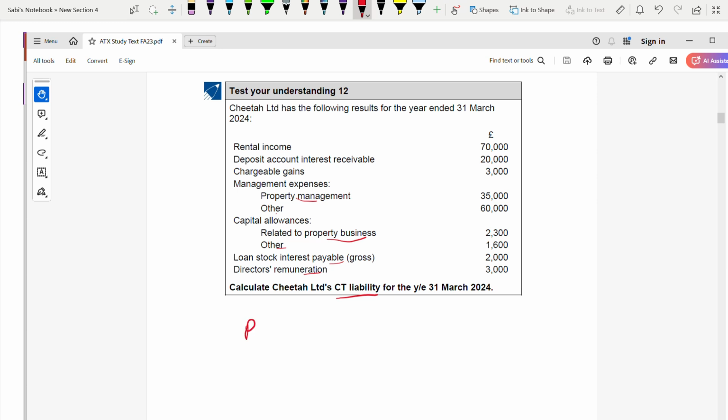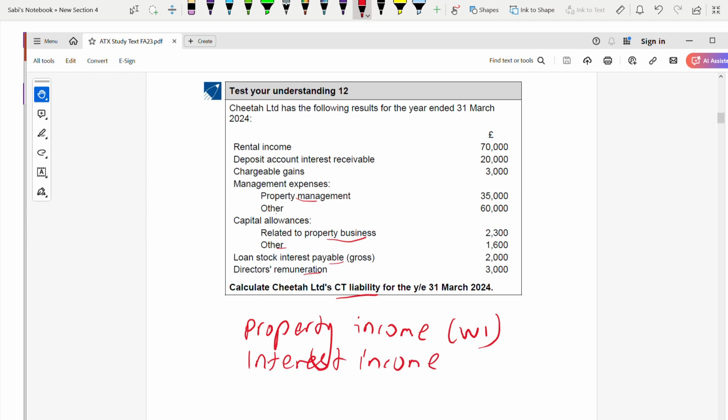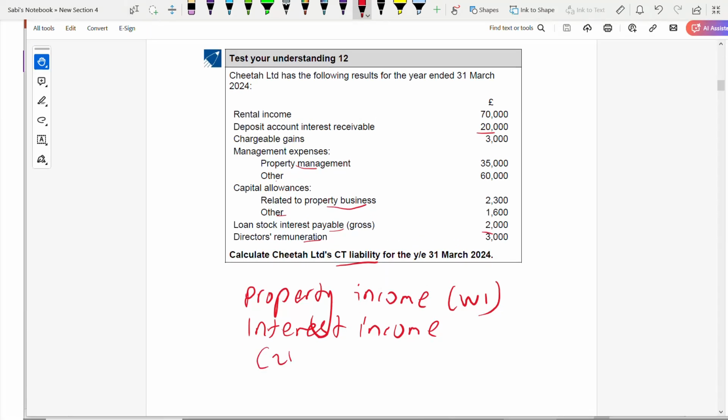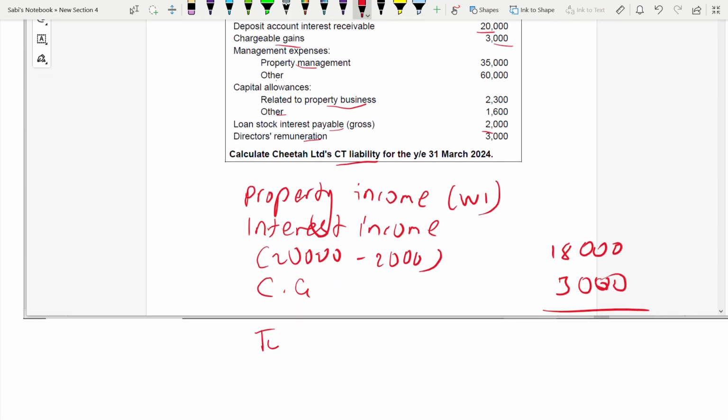Property income, okay, there is a working that is required, working one. Then we have interest income. Interest income is simply the deposit minus the interest payable, 20,000 minus 2,000, which is 18,000. Next we have chargeable gain. Chargeable gain is 3,000. So as it is, we can take chargeable gain as 3,000, and then we'll get what is known as our total profits.